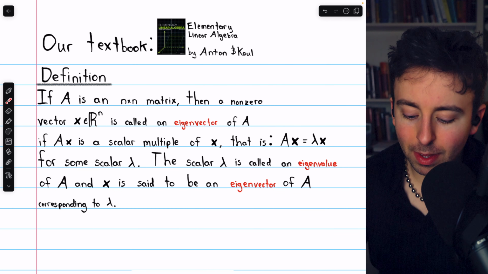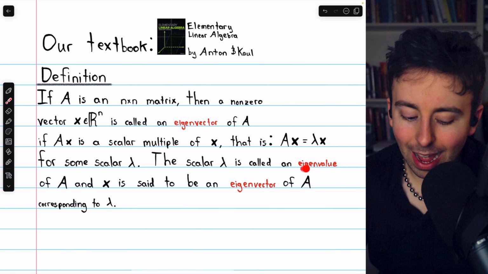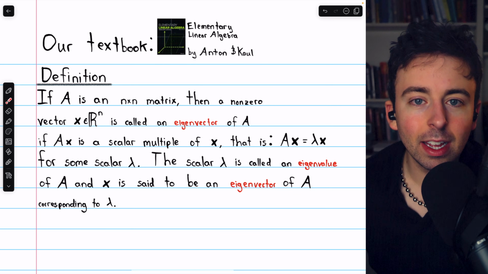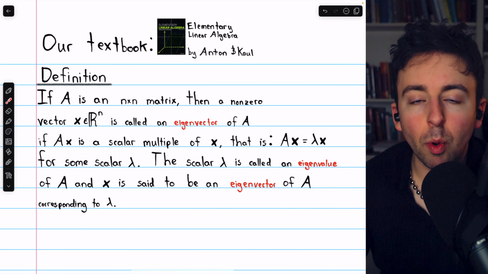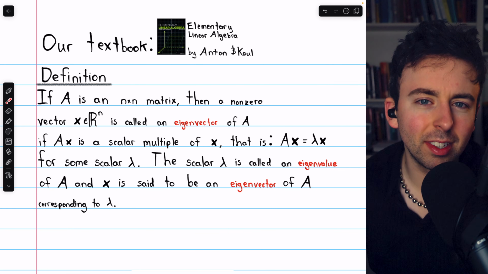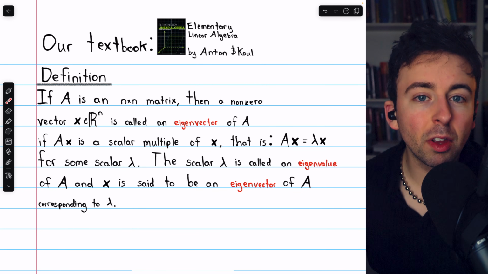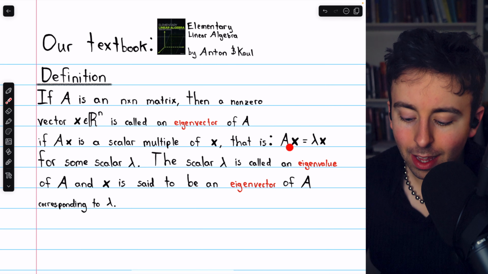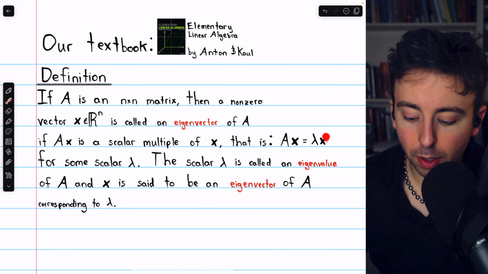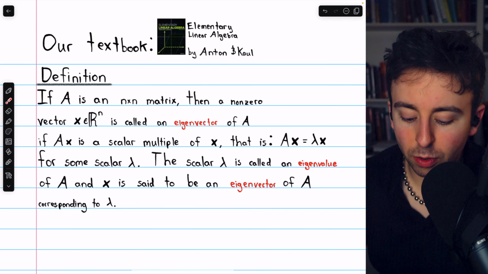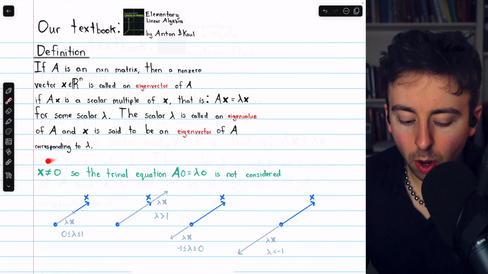Speaking of that scalar, lambda is called an eigenvalue of A, and the eigenvector x is said to be an eigenvector of A corresponding to that eigenvalue lambda. So each eigenvalue could give way to many eigenvectors, as we'll see in our examples. Once more, in a nutshell, given an n by n matrix A, if there's a vector x that when multiplied by A is in effect just multiplied by some scalar, that scalar is called the eigenvalue corresponding to the eigenvector x.